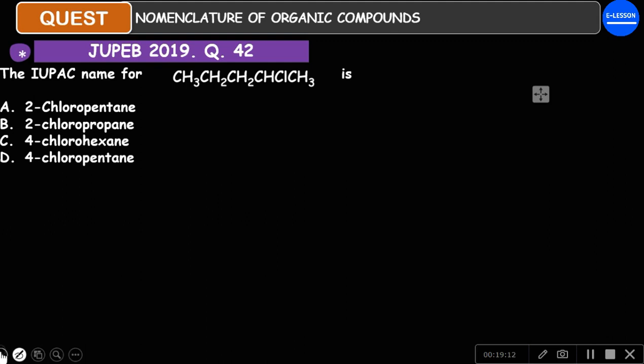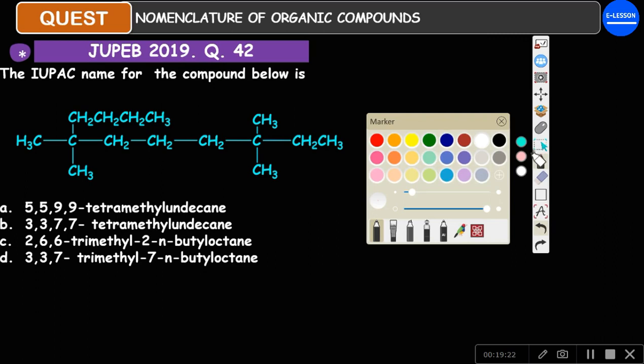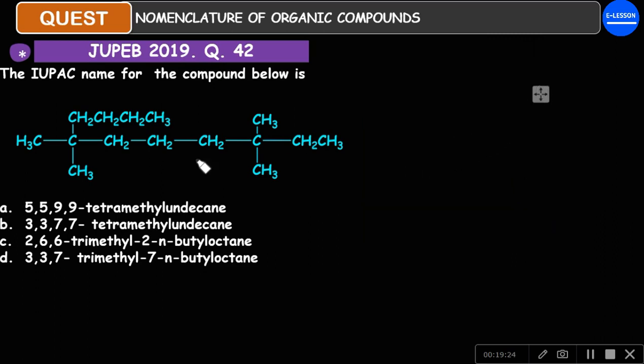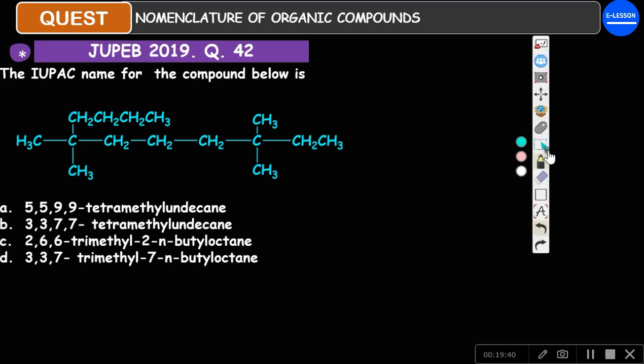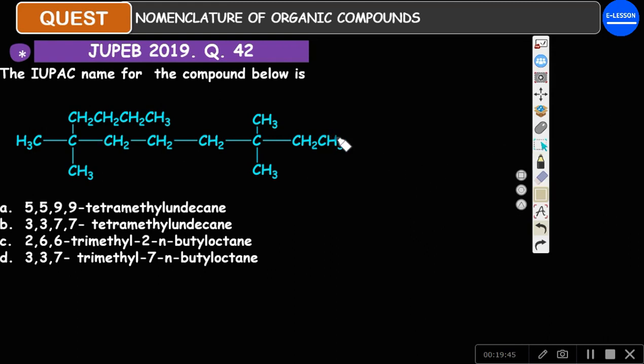The next question says, this JUPEB 2019 question 42. The question says, let me take this pen. The question says, the IUPAC name for the compound below is. Now the first thing you need to do is to identify the longest continuous chain. Now I told you that in most cases the longest continuous chain may not necessarily be a straight chain, as you may need to take a branch in order to ascertain it. Now, based on what we've learned before, you agree with me that this chain here is continuous from here. Are you getting it?